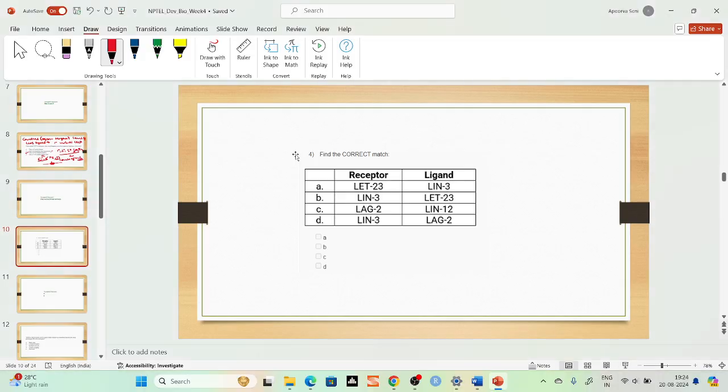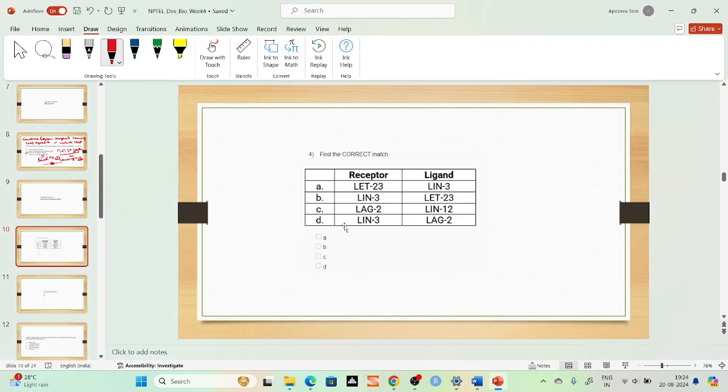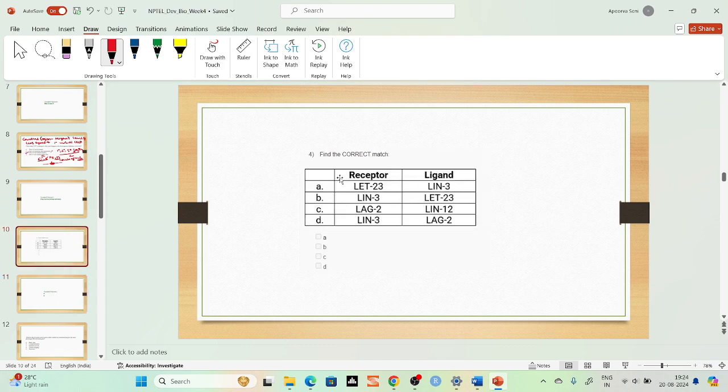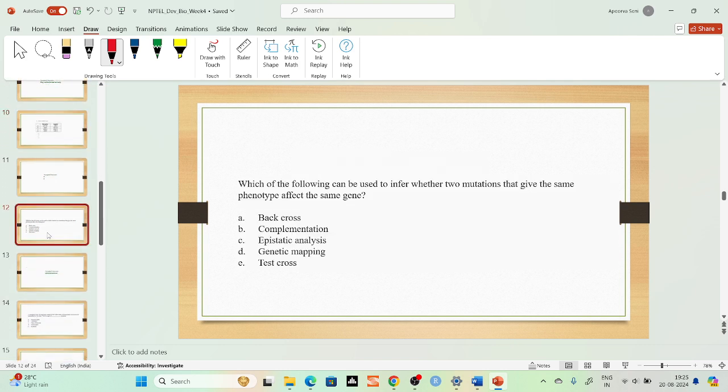Now I am switching the screen. So Ajay has answered sixth, and only Ajay has answered, no one else. A and C: Let-23, Lin-3, and Lag and Lin-12. Yes, these are the correct answers. So A and C is correct. There's nothing much to explain. You just have to go through the facts. It's not any concept here. Now we'll move to the next question.